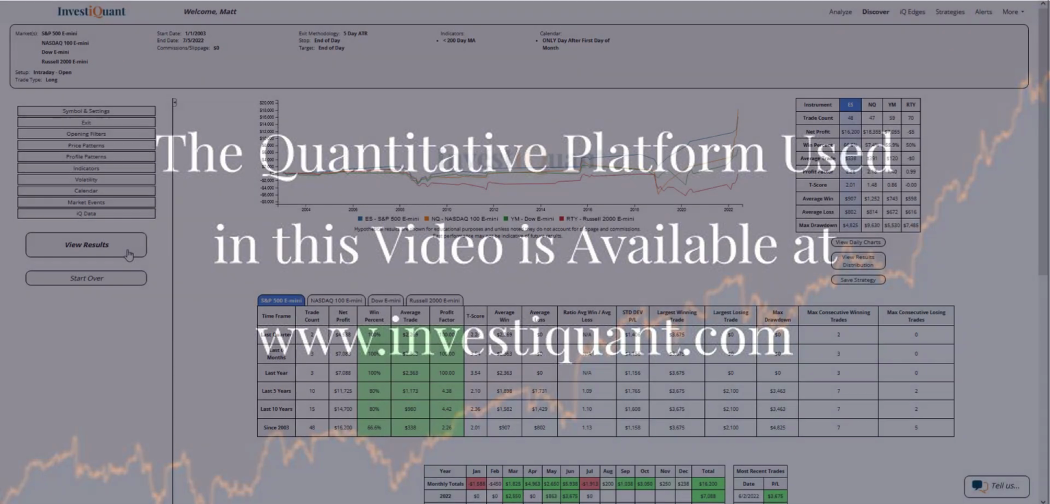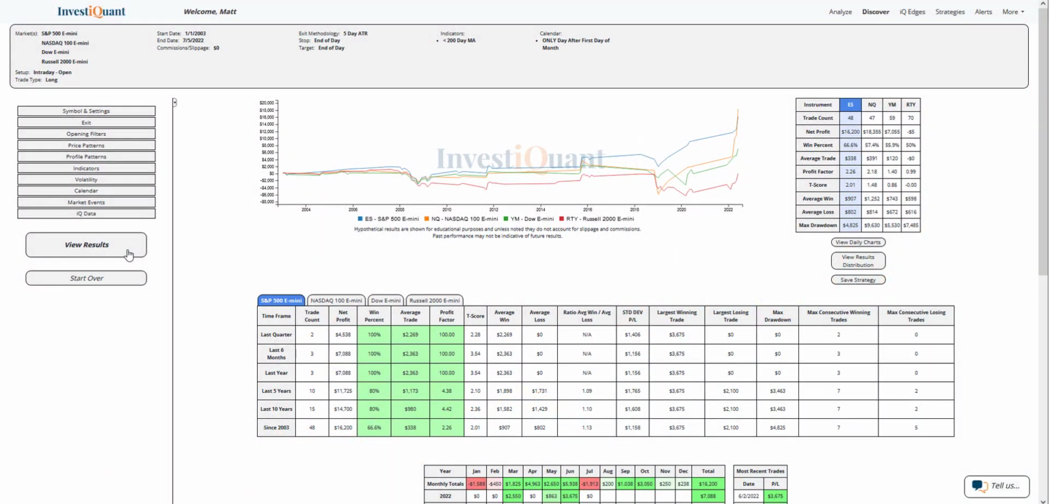All right, here we go. These are the results based upon entering the market long at 9:30 a.m. Eastern Time, exiting at 4:15 p.m. Eastern Time, when it's the second trading day of the month and the first trading day of the month closed below a 200-day simple moving average. Historically, we've got 48 samples in the S&P dating back to 2003. We've got 47 here in the NASDAQ, 59 in the Dow, 70 in the Russell.